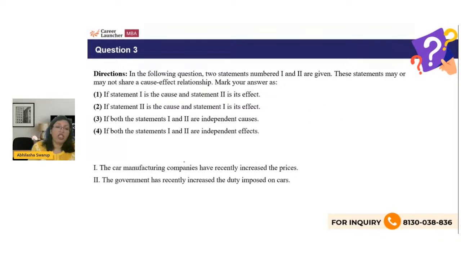Look at the third question. The car manufacturing companies have recently increased the prices. The government has recently increased the duty imposed on cars. So why has the government increased the duty imposed on cars? Because car manufacturers have increased the prices? No. Why have the car manufacturers increased the prices? Because the government has increased the duty. So 2 is the cause, 1 is the effect. So answer will be option number 2.